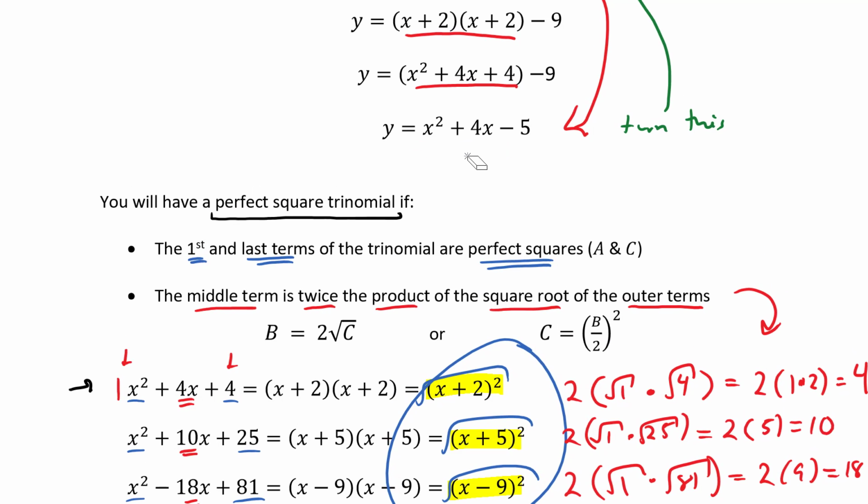If I go back to this one here, what we're going to do, we're going to take the second degree term and the first degree term, and we're going to add a constant to that to make it a perfect square trinomial. The question is what number do we have to add to make it a perfect square trinomial? Let's examine that now.